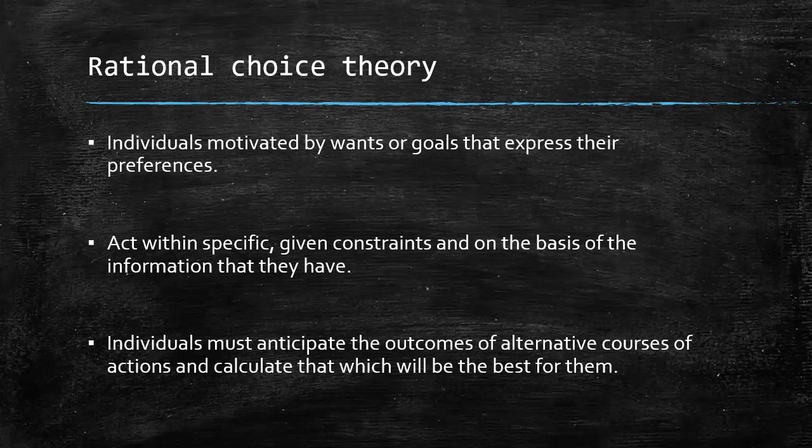So this theory, especially when you start looking at the rational choice theory, is focused on the idea that people are very motivated by their wants or their goals, and that they're going to act within specific given constraints. We only have so much information to work with, but with that information and the environment you're in, people are going to anticipate and think about what are the best outcomes for themselves. They're going to consider and calculate what's most likely to help them, not hinder them.